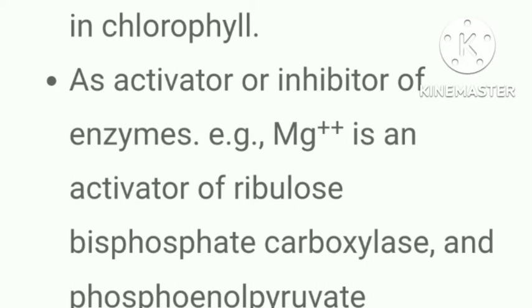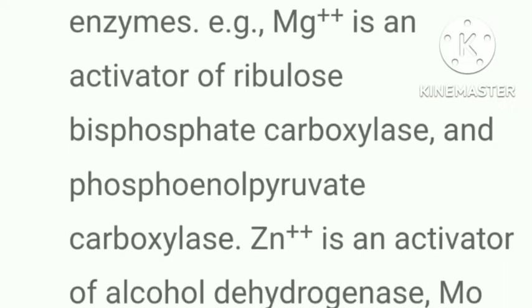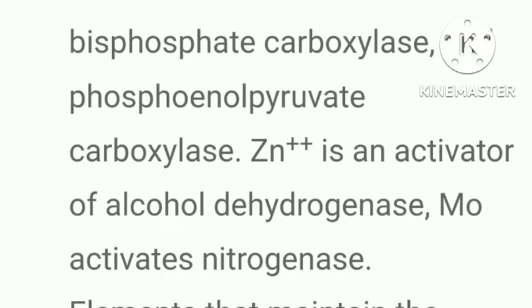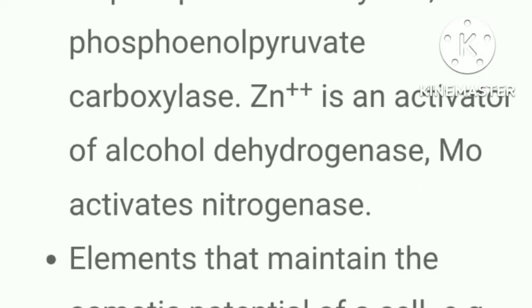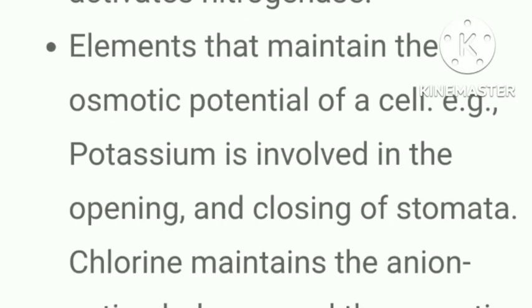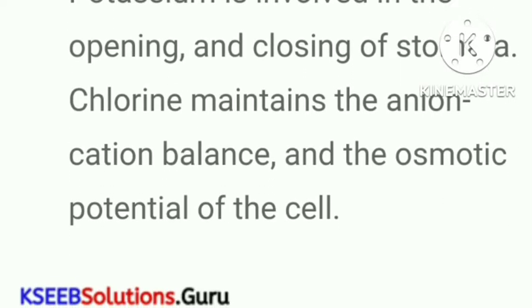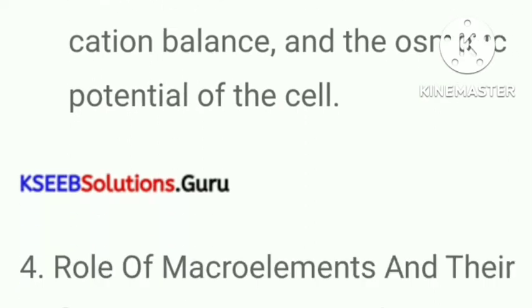As activator or inhibitor of enzymes, example, Mg++ is an activator of ribulose bisphosphate carboxylase and phosphoenolpyruvate carboxylase. Zn++ is an activator of alcohol dehydrogenase. Mo activates nitrogenase. Elements that maintain the osmotic potential of a cell, example, potassium is involved in the opening and closing of stomata. Chlorine maintains the anion-cation balance and the osmotic potential of the cell.